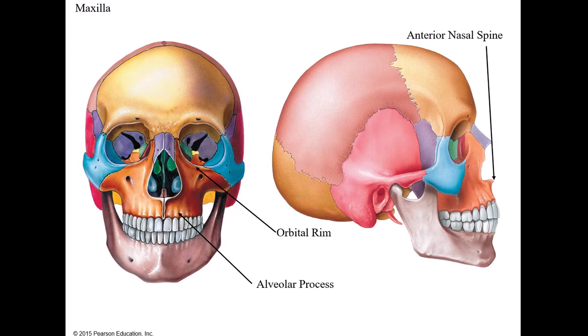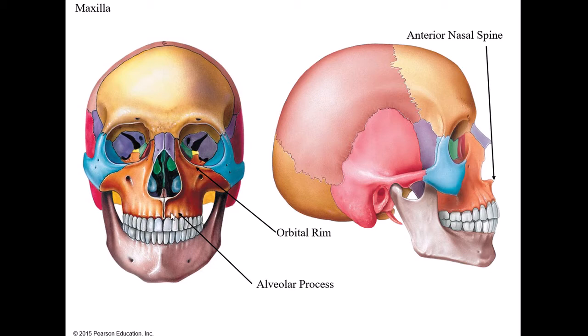So as I said, we have 14 facial bones. The facial bones that form the upper jaw are known as the maxilla. So we have two of them. There's going to be one on the left side, and one on the right side. Some of the landmarks that you want to locate: this rim right here is the orbital rim. Where the teeth go, the sockets, is known as the alveolar process. The alveolar process holds the teeth.